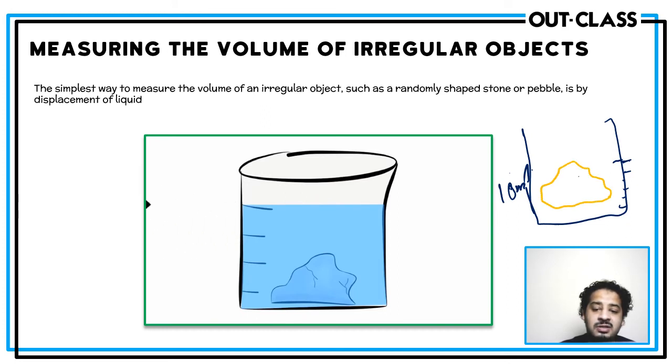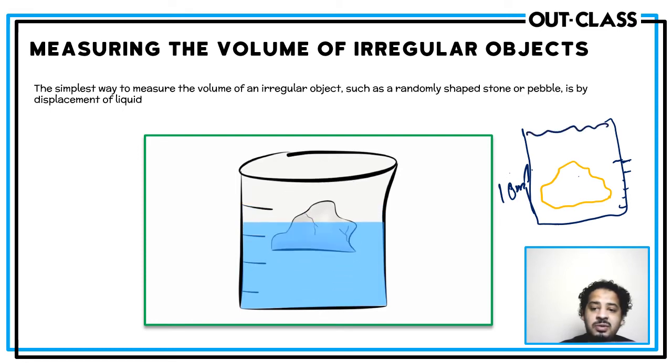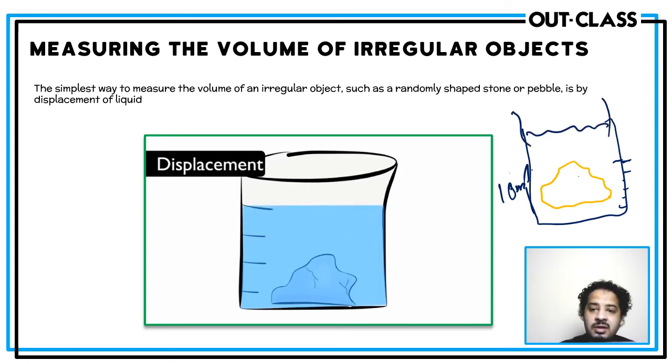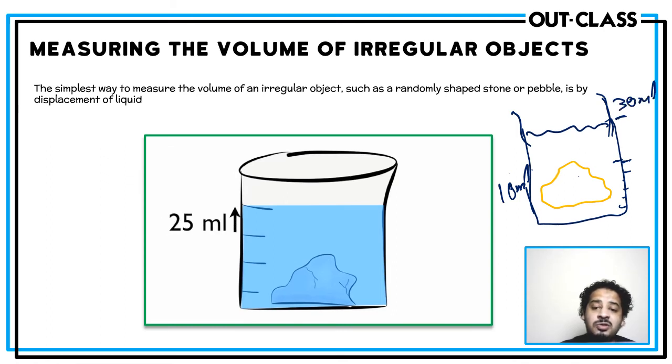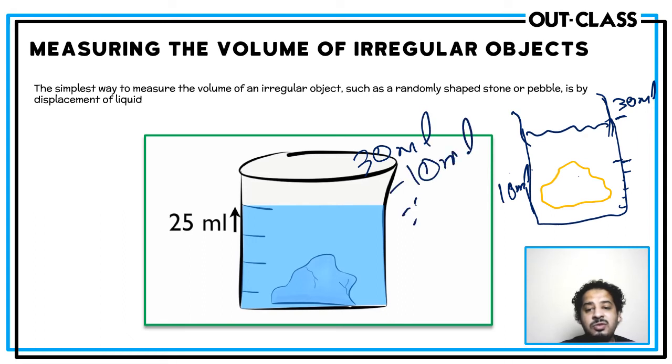and then you're going to see that the water level is going to rise. Maybe the water level rises to maybe 30 milliliters. Well, that water level rose because you put the stone in. And so what is the volume of the stone? That's going to be given by 30 milliliters, subtract 10 milliliters, and so the volume of the stone is going to be, for example, 20 milliliters.